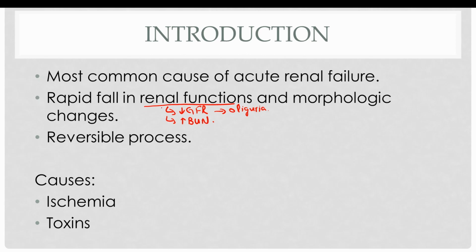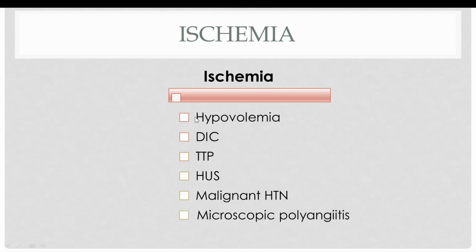So along with the rapid decline in the renal functions, there is also evidence of injury on the morphology. Acute tubular injury is actually a reversible process, and it is caused either by ischemia or toxins. So ischemia occurs as a result of decreased blood supply to the renal parenchyma, and the causes of ischemia include hypovolemia, which means there is decreased blood volume, and as a result there is decreased perfusion of renal parenchyma.